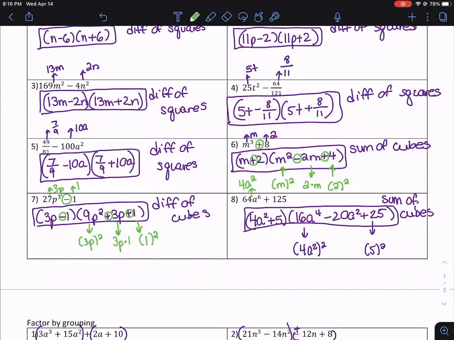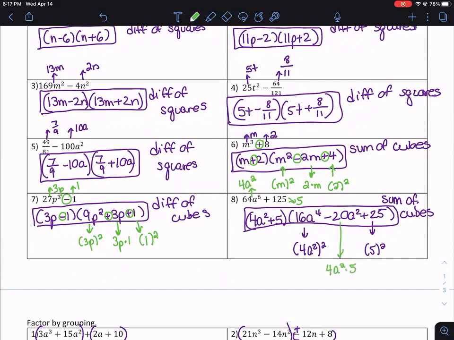Remember that a to the sixth, when divided by 3, would give me a squared. And this is 5. So 4a squared and 5. And then you can see I did 4a squared, that's 4a squared squared. So we have to square the coefficient and the exponent. Same with the 5. And then, of course, their product goes in the middle.